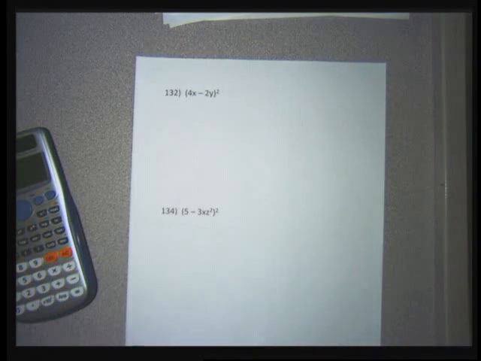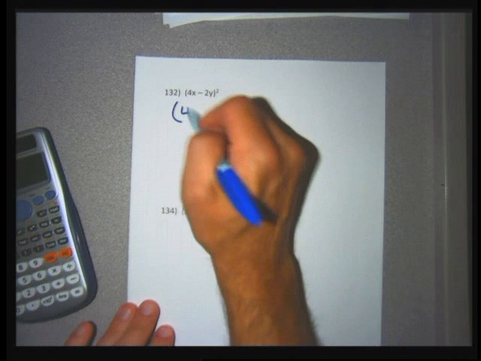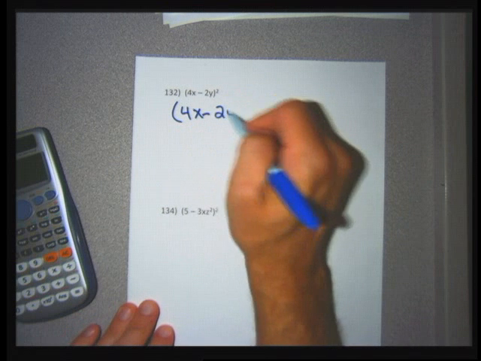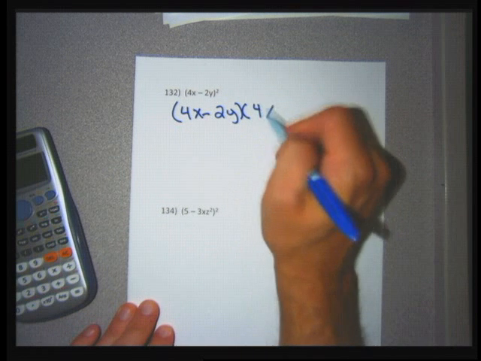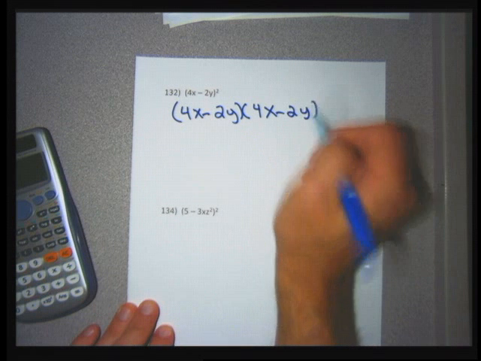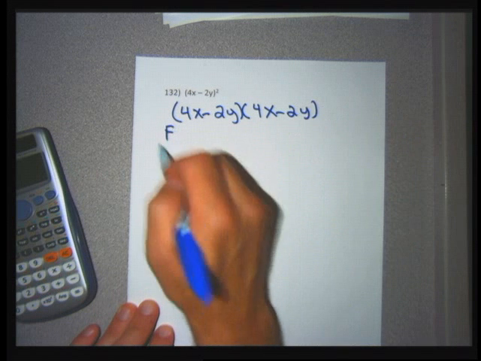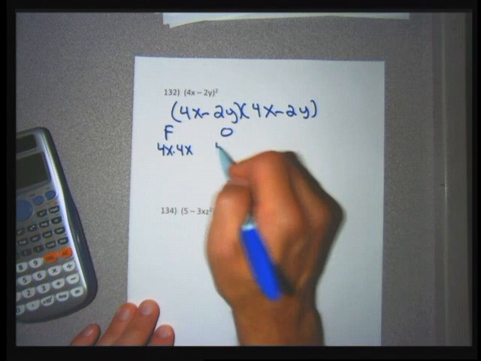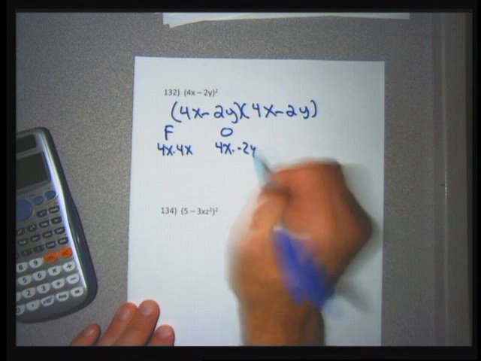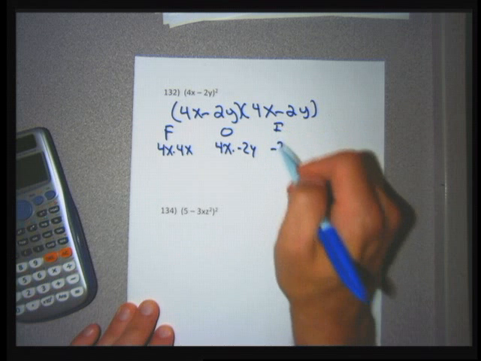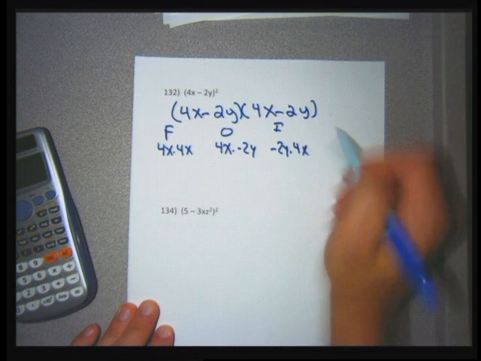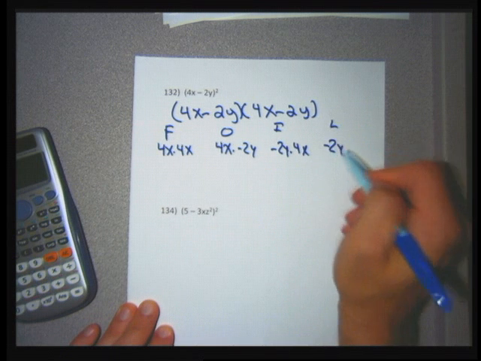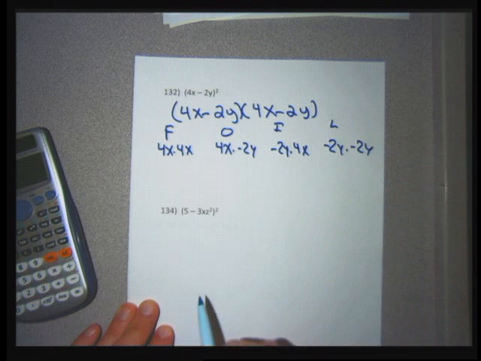(132) and 134, there is no shortcut. I need to write them without the square, which means writing two identical binomials with the same signs. Now I have to FOIL. Firsts, 4x times 4x. Outers, 4x times minus 2y. Inners, minus 2y times 4x. Lasts, minus 2y times minus 2y.